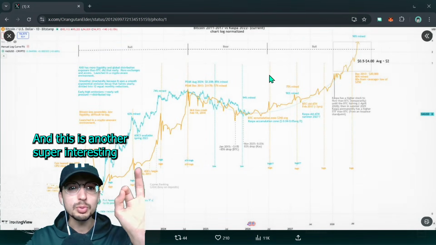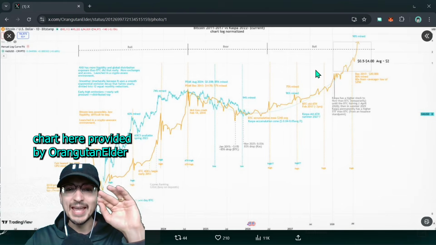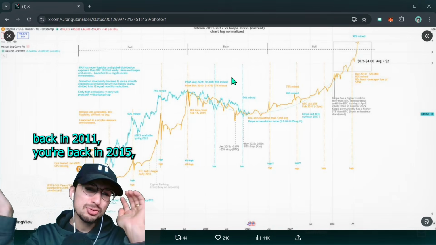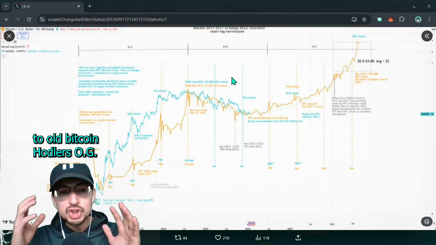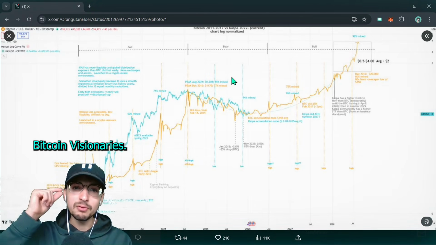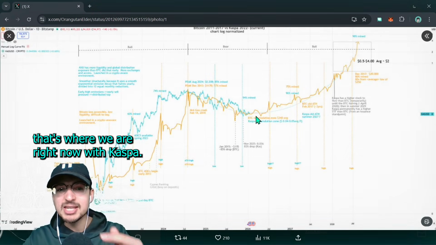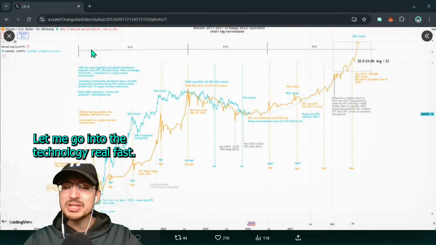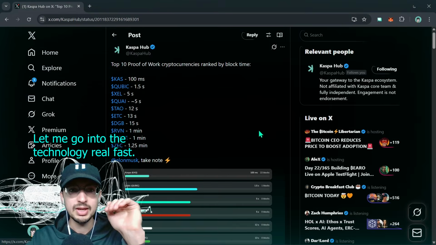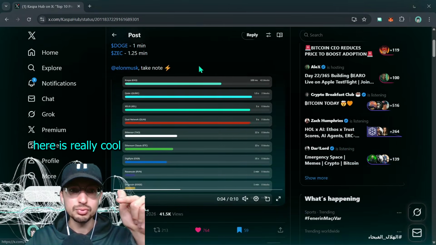Now, this is another super interesting chart here provided by Orangutan Elder, looking at Bitcoin back in 2011, back in 2015, all the way back to OG Bitcoin hodlers, the OG Bitcoin visionaries. That's where we are right now with Kaspa. This is a very interesting chart to look at. Before breaking this down, let me go into the technology real fast. Kaspa Hub providing these graphics here is really cool stuff.